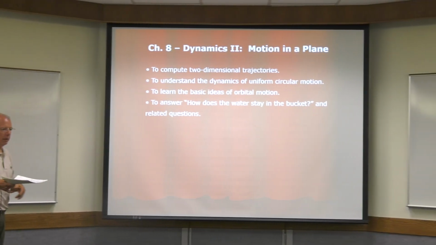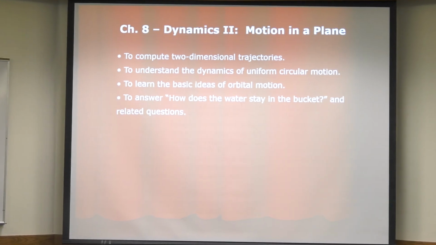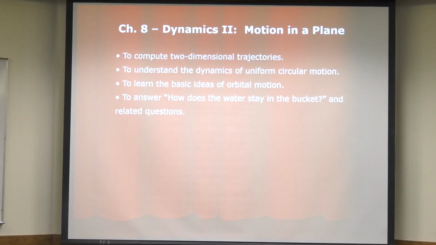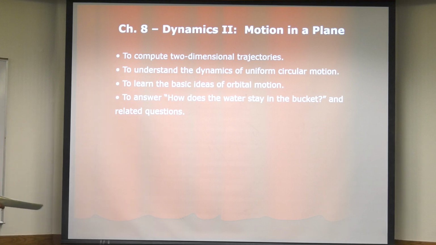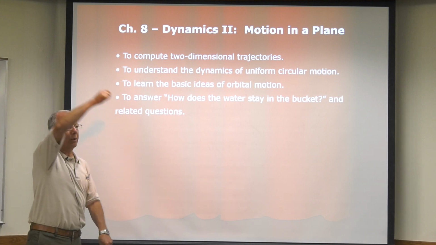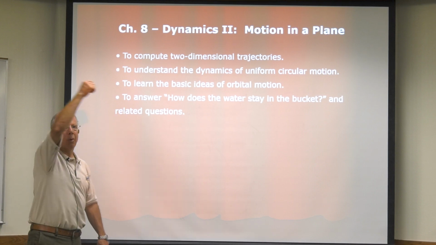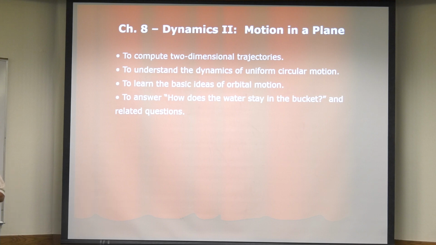Well, we've already done a little bit of that. To understand the dynamics, that means forces, of uniform circular motion. We've talked about circular motion before, but we'll just go into a little bit more depth. To learn the basic ideas of orbital motion, again, we've talked about that somewhat. And this is kind of fun. To answer, how does the water stay in the bucket in related questions? What's that? So take a bucket of water and do this, vertical circle. And if you get it at the right speed, the water won't fall out of the bucket. So there you go. All right.